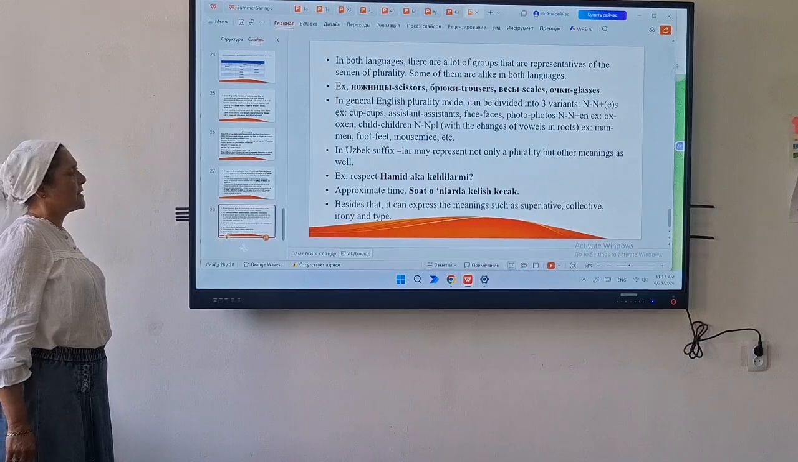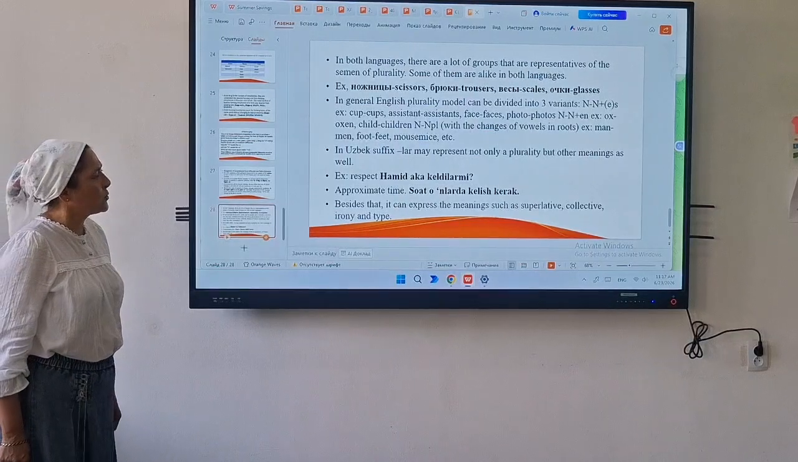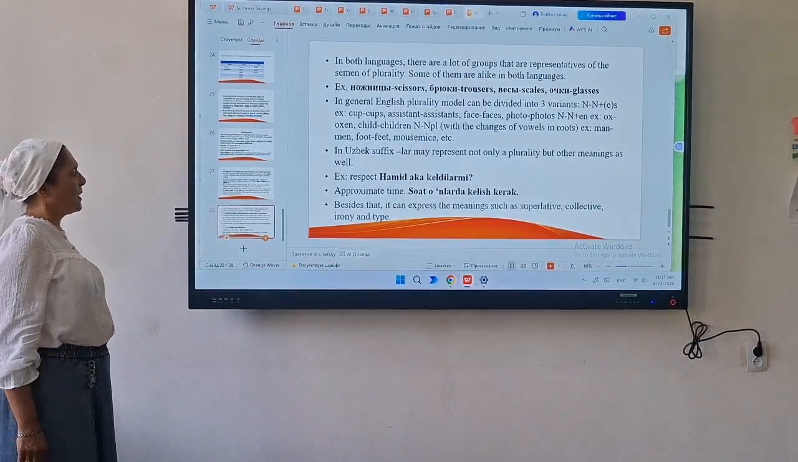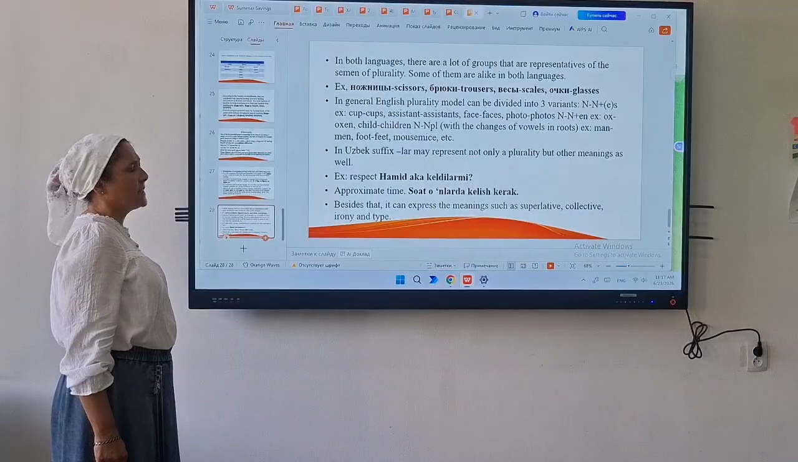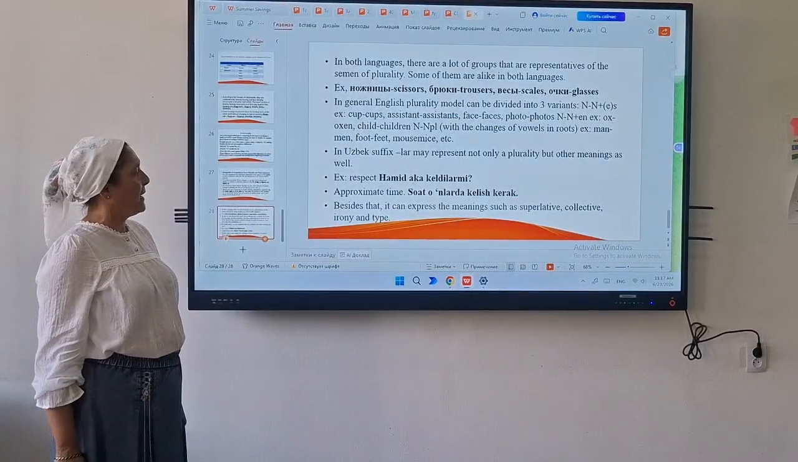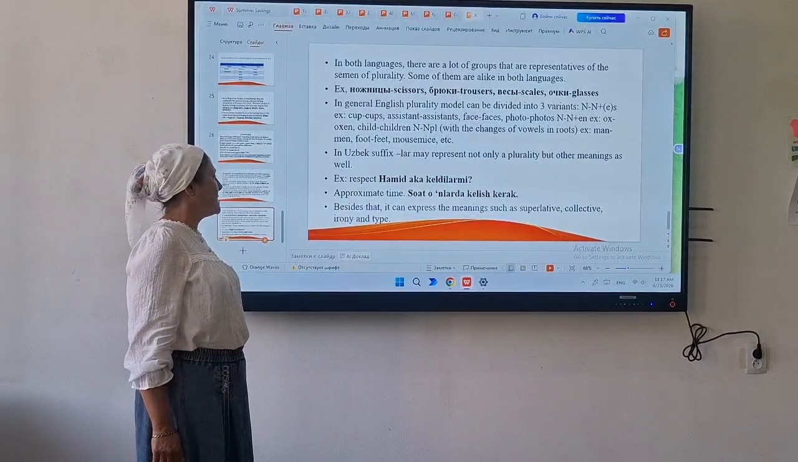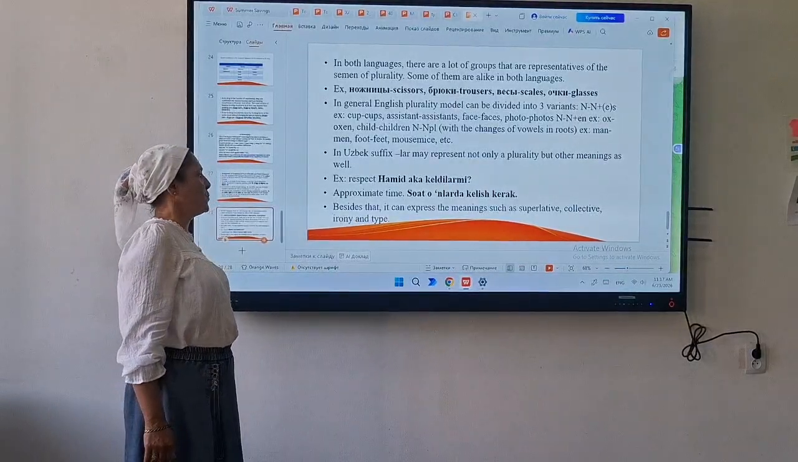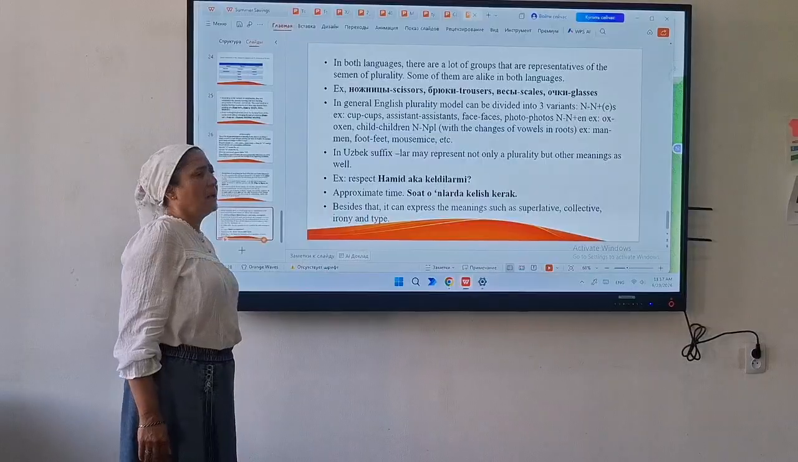In Uzbek, the suffix -lar may represent not only plurality but other meanings as well. For example, respect: Hamid aka girdiler mi? Approximate time: Saat 10'larda geliş gerek. Besides that, it can represent meanings such as superlative, collective, irony, and time.